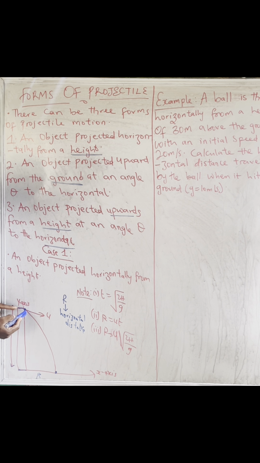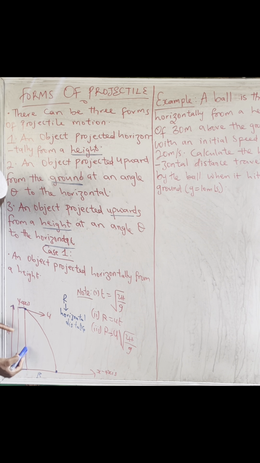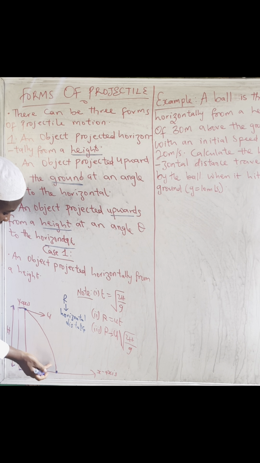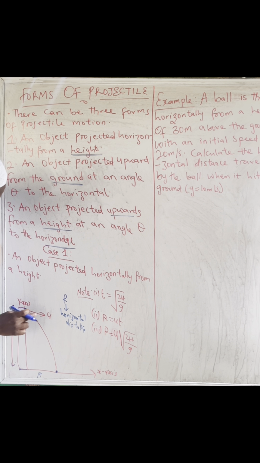So this is the height, guys. This is the height of projection, while this is the object that is being projected horizontally downward. So the height is h, while the distance covered by the object is called the range, or the horizontal distance.